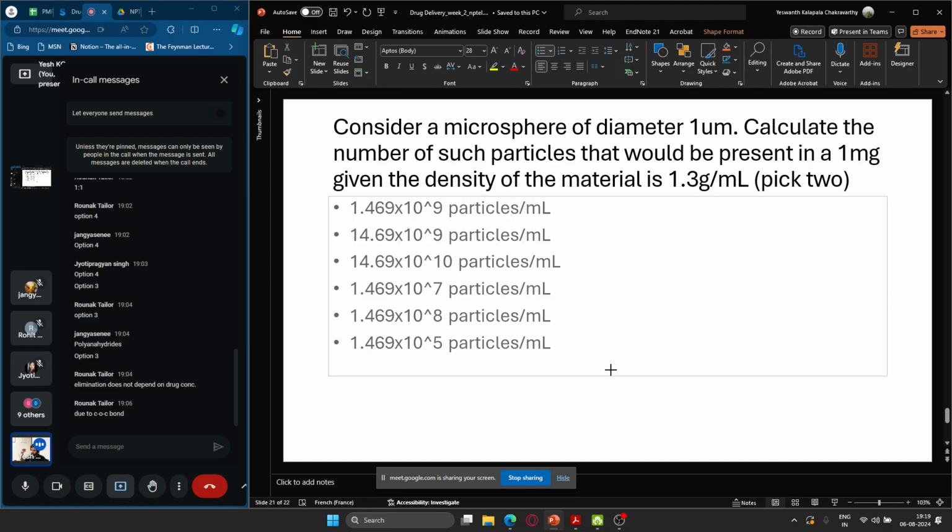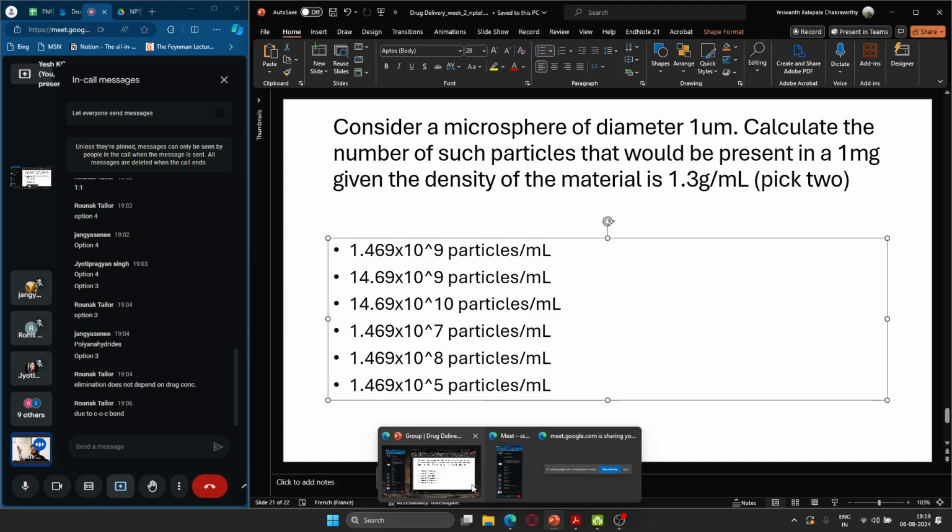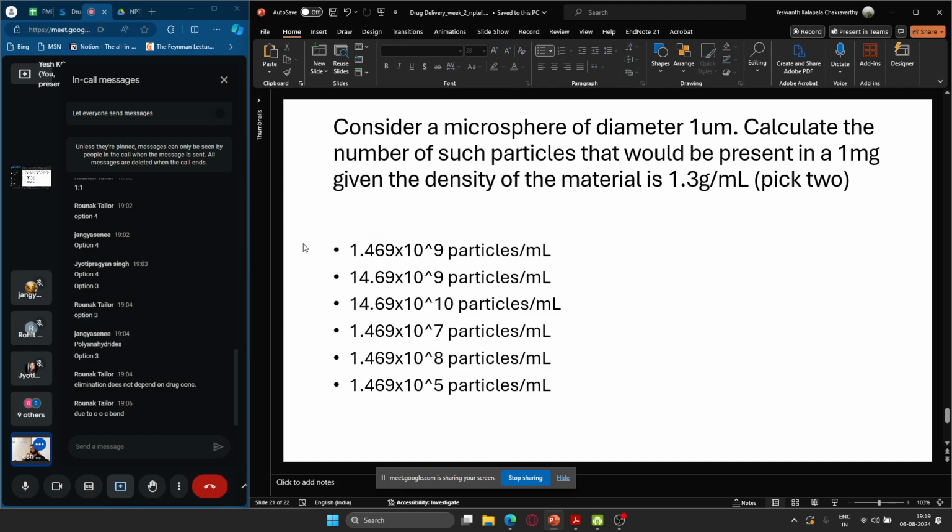I don't know if this is this week's assignment question. I don't know if you guys know, so I'm not going to discuss much. We can discuss this next week. But you know the diameter, the radius, the volume, and the density, and you can calculate the mass of the microsphere, and then divide the mass you're taking by the mass of one microsphere.